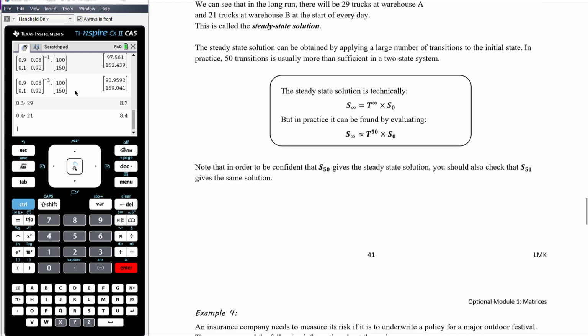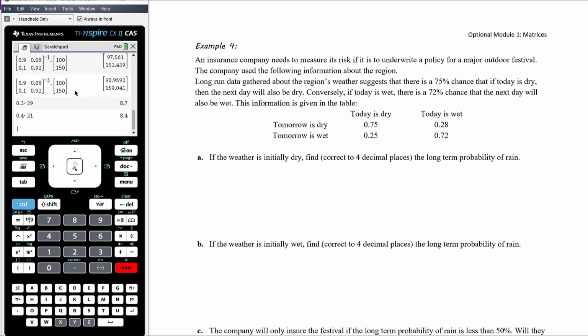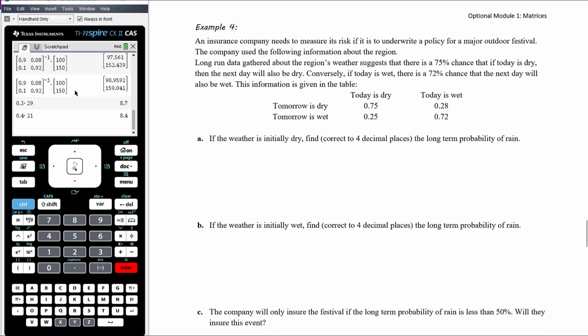Okay, let's have a look at how that works in practice through a couple of examples. An insurance company needs to measure its risk if it is to underwrite a policy for a major outdoor festival.